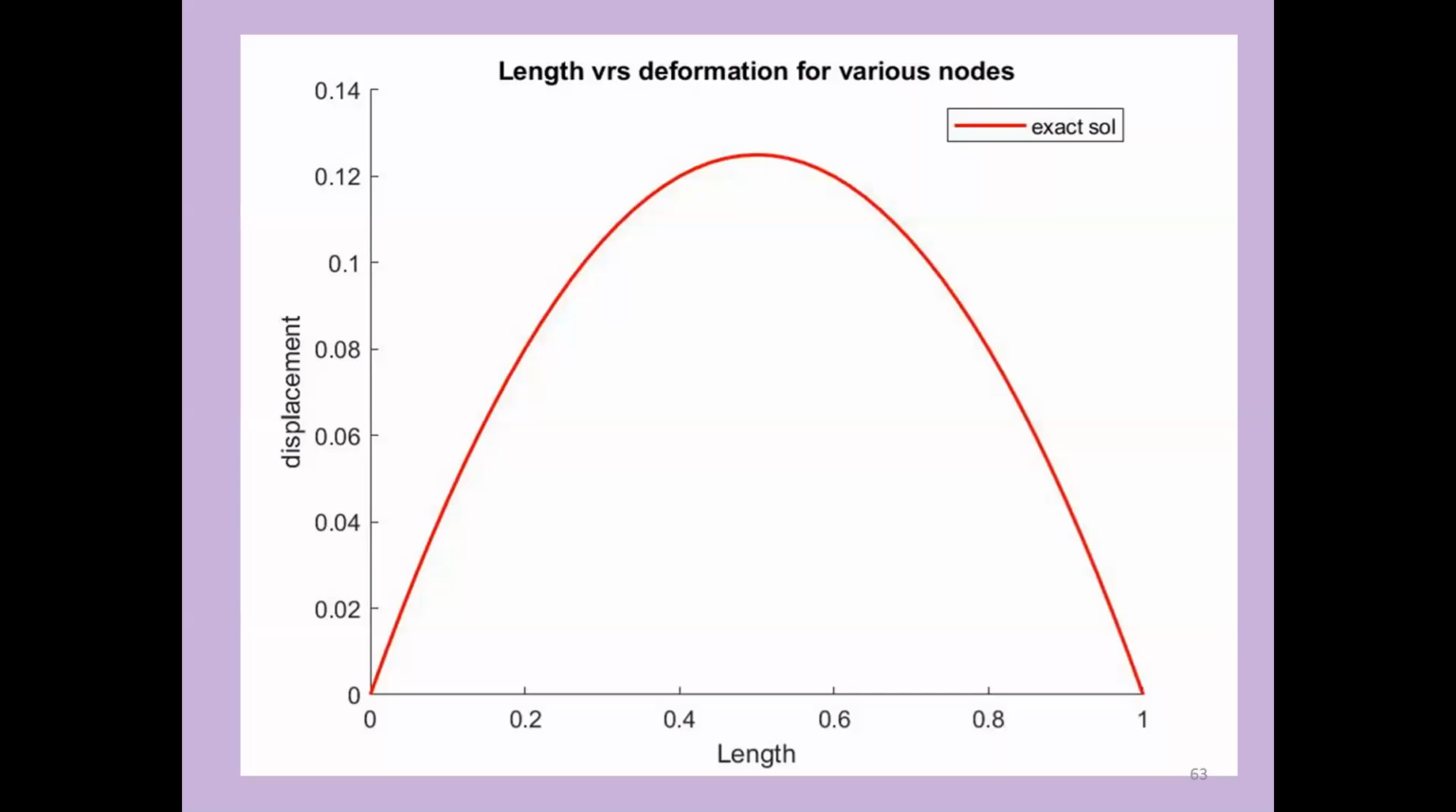This is the exact solution. In fact, the plot has been obtained using the exact polynomial which we have derived earlier. So this is a smooth curve. We are using the same boundary conditions for all the solutions so that we can compare these solutions among themselves.